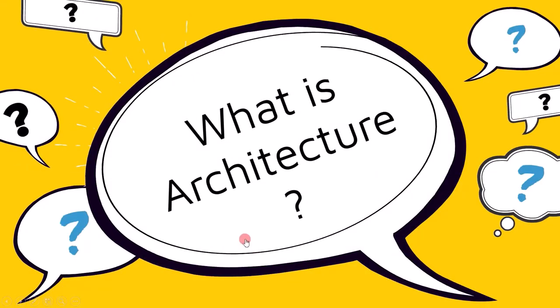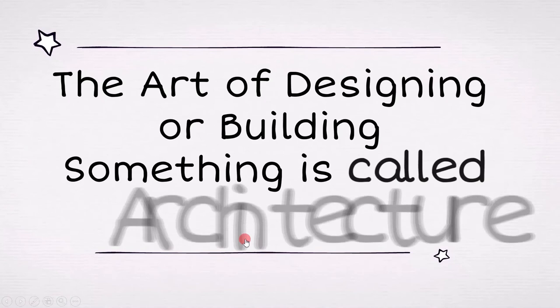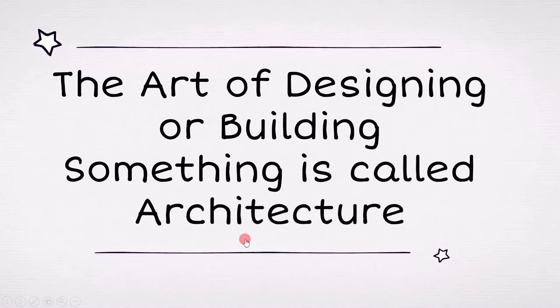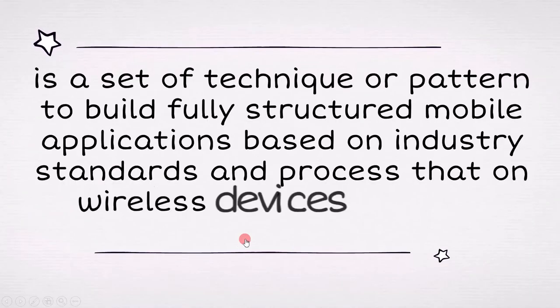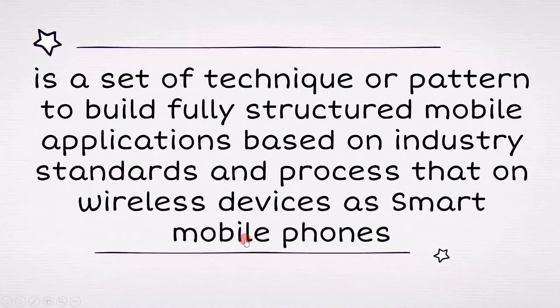Before we start this lecture, let's understand what is architecture. The art of designing or building something is called architecture. Now we should know what is mobile application architecture. Mobile application architecture is a set of techniques or patterns to build fully structured mobile applications based on industry standards and processes on wireless devices such as smart mobile phones.